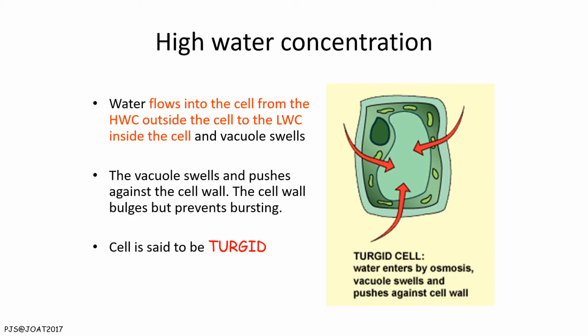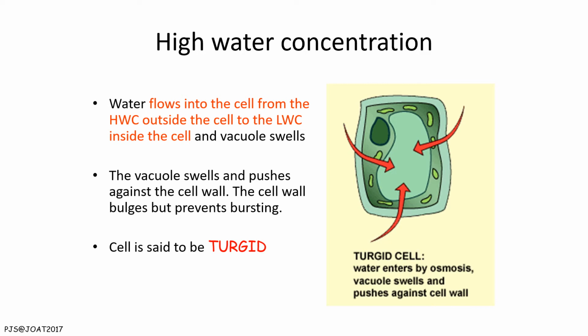So if the plant cell is put in a high water concentration, so for example distilled water or pure water, the water is going to move from the high water concentration outside of the cell to the low water concentration inside of the cell. And that's going to cause the vacuole in the cell to swell. And when it swells, it's going to push against the cytoplasm and the cell membrane, and it's going to push them against the cell wall. So this cell wall is stopping that plant cell from bursting.